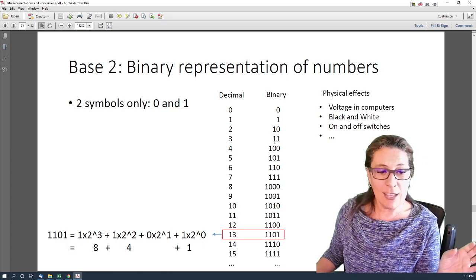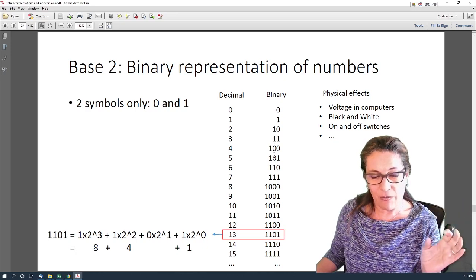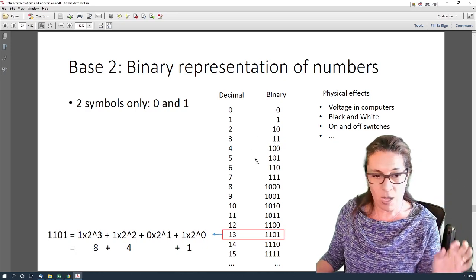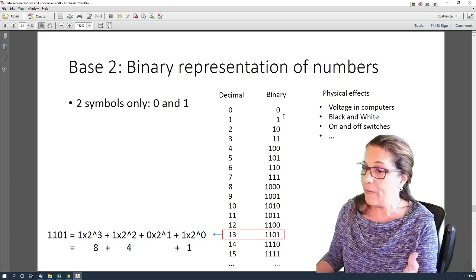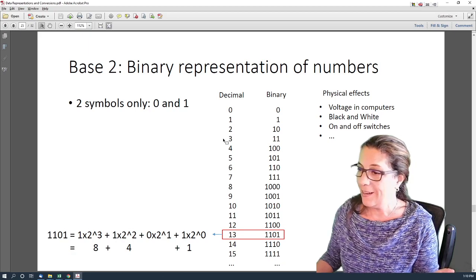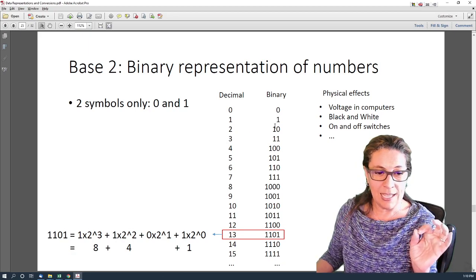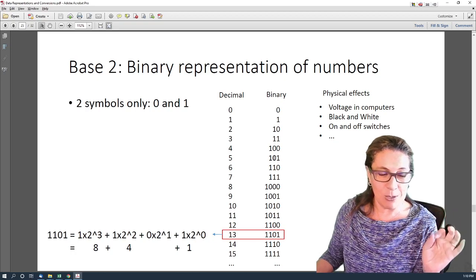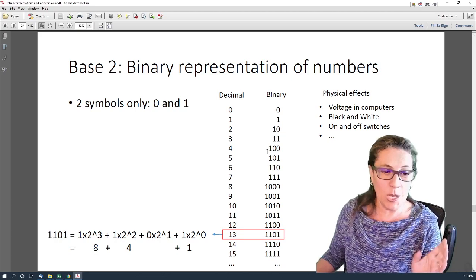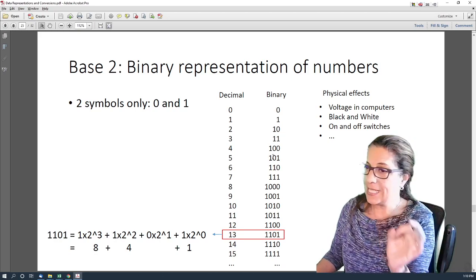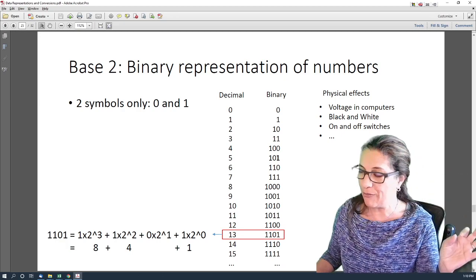So the way to construct this series of numbers that represent the different quantities, the mechanism is the same. It's just that now we only have 2 symbols instead of 10. It's the way that you go from 0 to 1, and then what's 10, 11, 100, 101? It's not really one hundred, one hundred one. It's 1, 0, 1, 1, 1, 0, 0. It's exactly the same thing. You run out of symbols, you add one more position to the left.